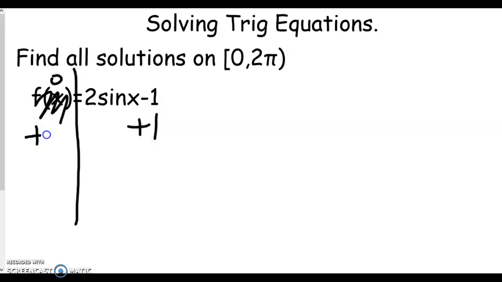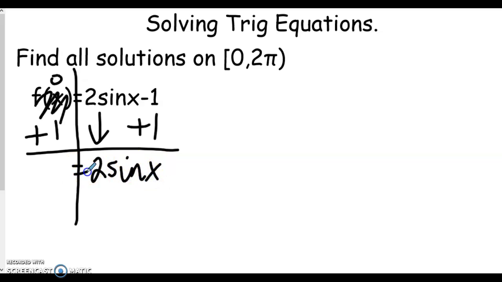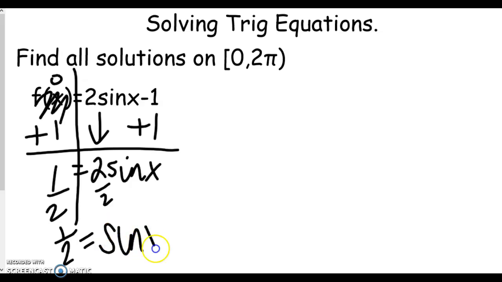All right, so now, what do I undo first? I add 1. Now I drop down. Now I have 2 sine x equals 1. Now what do I do? I divide by 2. So the question is asking, when does the sine of x equal 1/2? So this is all inverse functions. This is why inverse functions were important. So this is asking me, where is the sine of x equal to 1/2?